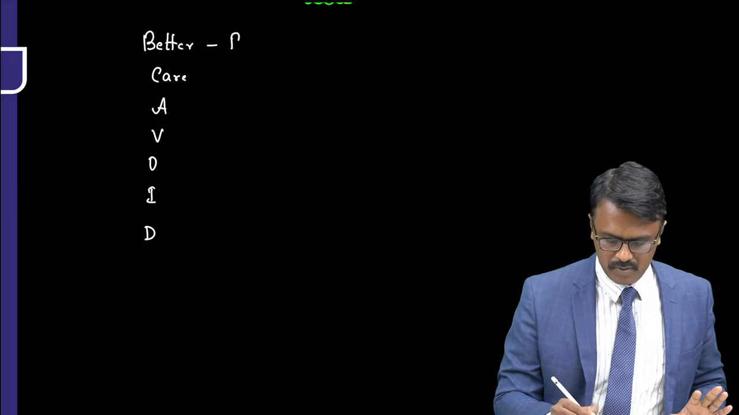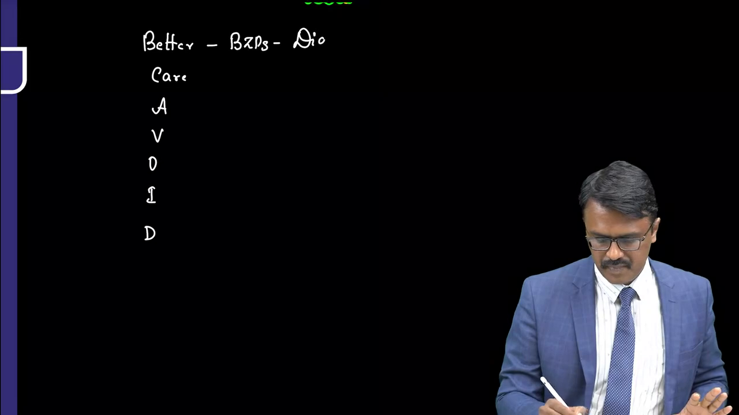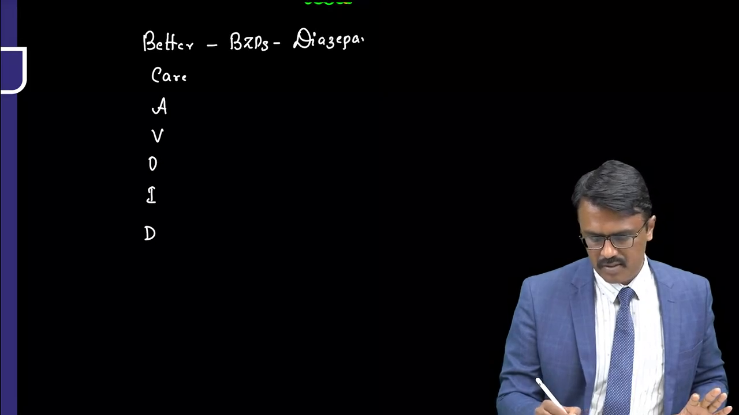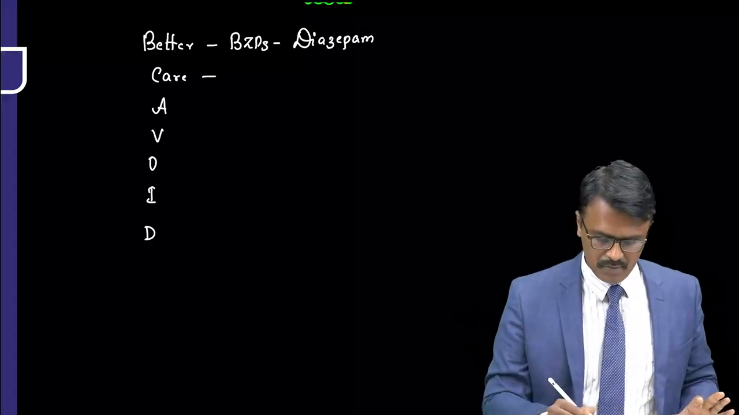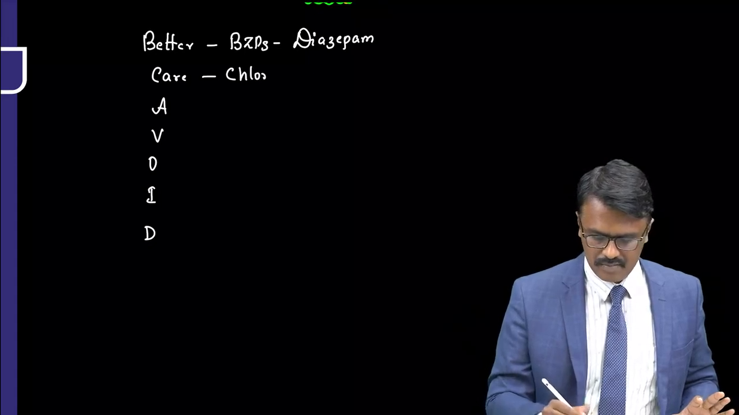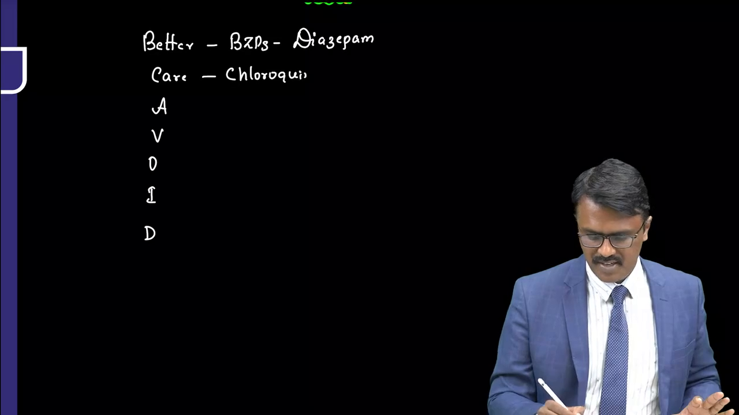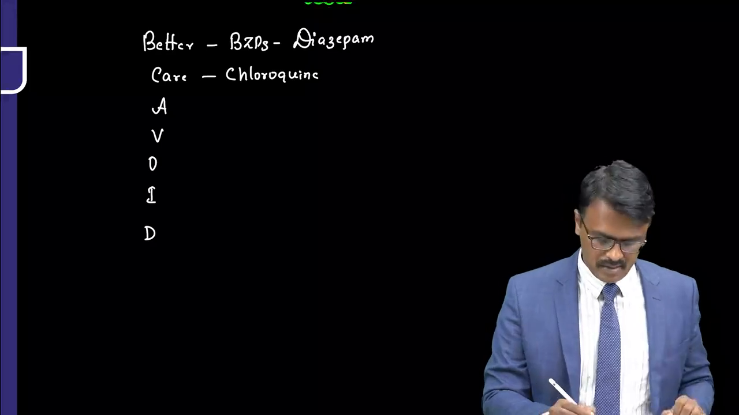Avoid. So B for benzodiazepine. Example is diazepam. Can you tell me why diazepam? Because I just told you diazepam is highly plasma protein bound. C for chloroquine. Why chloroquine? Can you give me the answer? Yes, you are right. Because it has the highest volume of distribution, 13,000 liters.